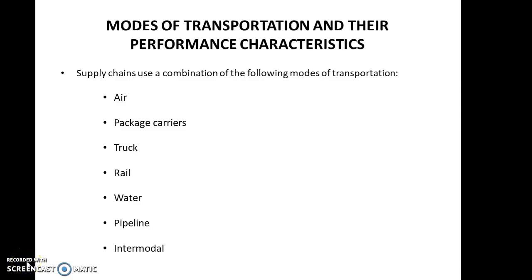The topic of this lecture is modes of transportation and their performance characteristics. Supply chains use a combination of the following modes of transportation to move the product from one place to another place. Various kinds of transportation are used. The different modes of transportation are air, package carriers, truck, rail, water, pipeline, and the final one is intermodal.